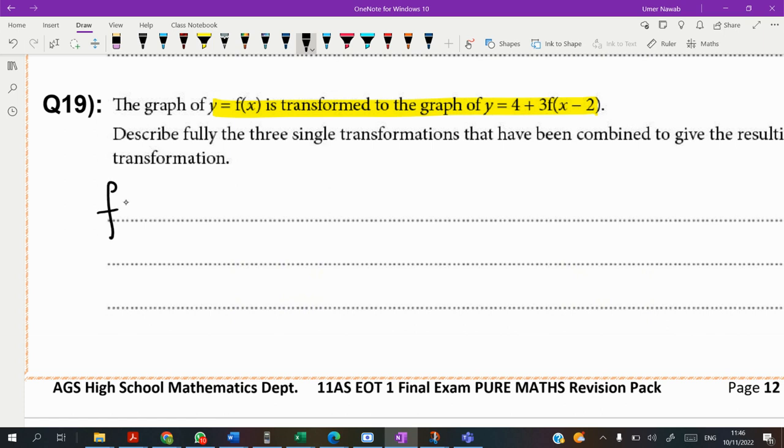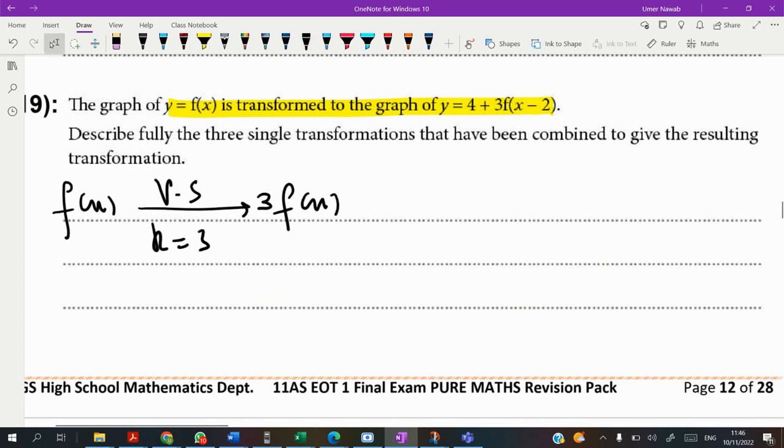f of x is going to 3f of x. Let me do it. 3f of x. So this is vertical stretch with a scale factor of 3, right? And then you do translation. You can combine it into two transformations, but he wants three.